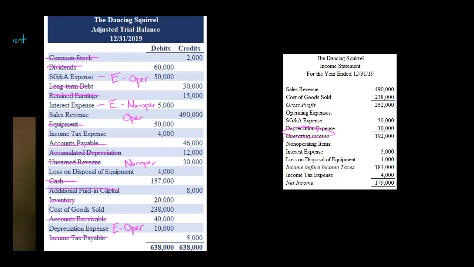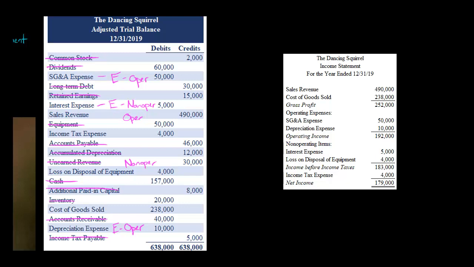So our operating income is $192,000. Again, that's just our gross profit minus our operating expenses. We had $60,000 in operating expenses. So we got $192,000 of operating income. Now we get to the non-operating items. And we had said that the interest expense, okay, interest expense right here, that is a non-operating item. So that's very common.